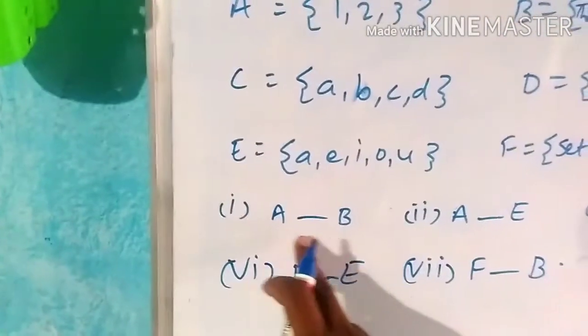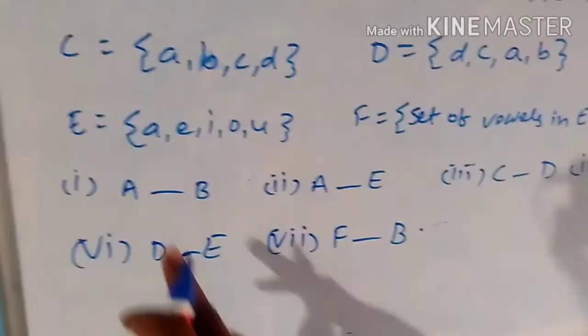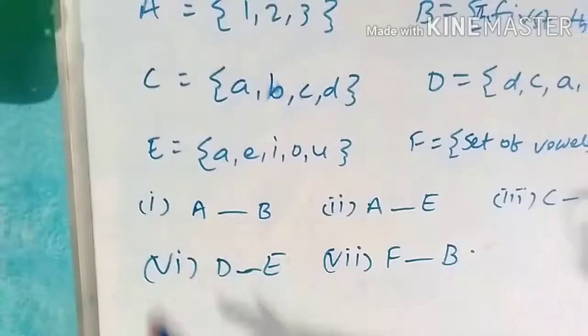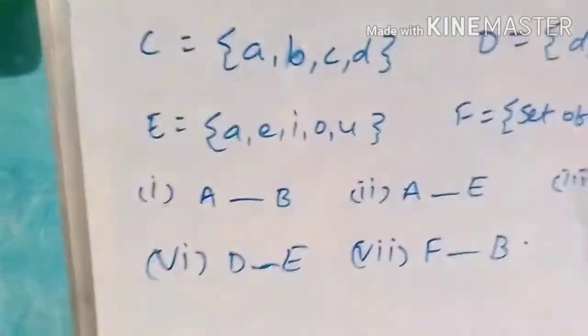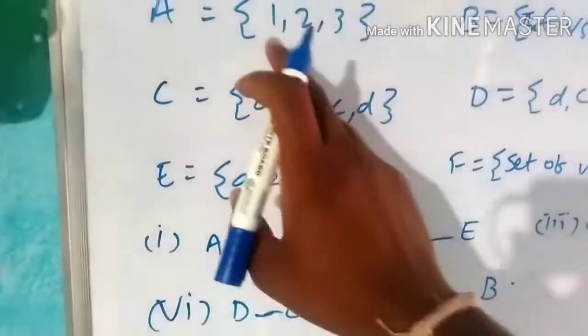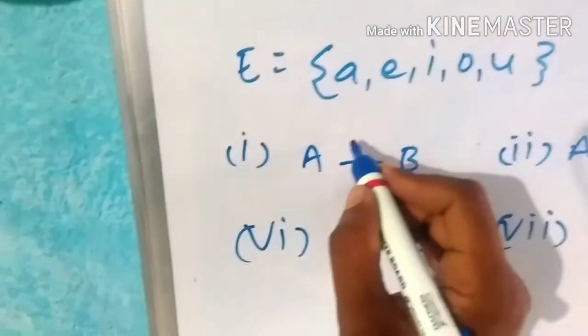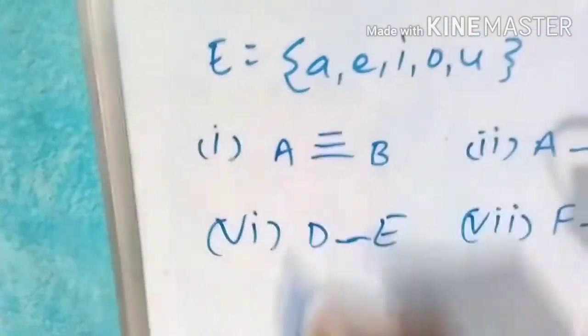First one is A, B. Here some questions are given, so we have to fill with is equal to or not equal to. See the relation between A and B. A is equal to {1, 2, 3}, B is also {1, 2, 3}. So both are equal? Yes, both are equal. So A is equal to B.